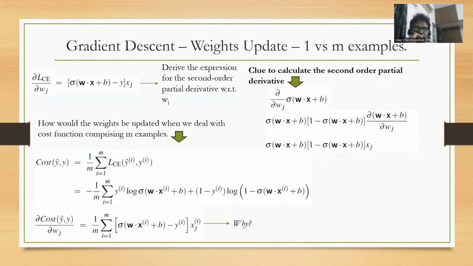You use a pen and paper and figure it out. I want an answer in terms of y cap and xj. Just figure it out. I don't want to see the sigma w dot x and all that. Make it easy for me. So you could have called this y hat minus y times xj. Calculate the second order partial derivative.